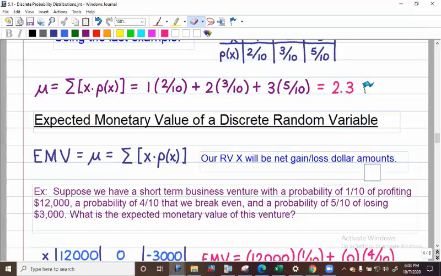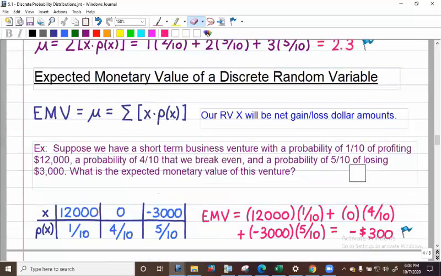All right. Now, suppose, and obviously maybe this is based on previous results over time, why these outcomes are the way they are. You don't have to worry about that. It's giving you the probabilities. So, you have a potential short-term business venture with a probability of 1 over 10 of profiting $12,000, a probability of 4 over 10 that we break even, and then a probability of 5 over 10 of losing $3,000. What is the expected monetary value of this venture?